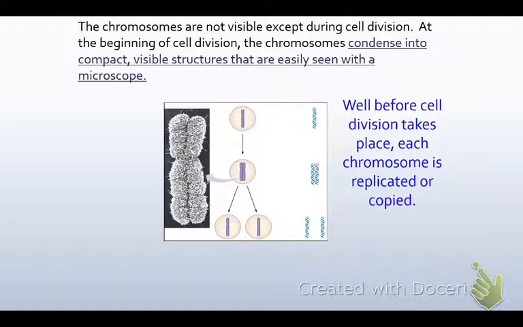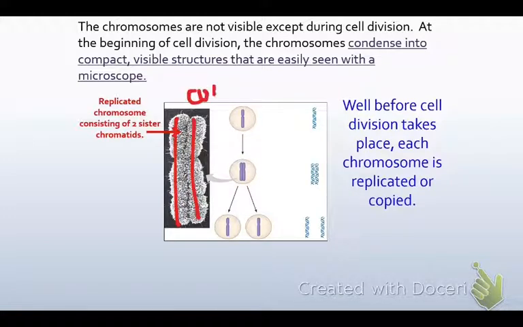Before cell division takes place, each chromosome is replicated or copied. So you can see the second arm is the copy of the chromosome. The replicated chromosome consists of 2 sister chromatids. So here is one chromatid and here is the other chromatid. This would be the copy, and we could say this would be the original.